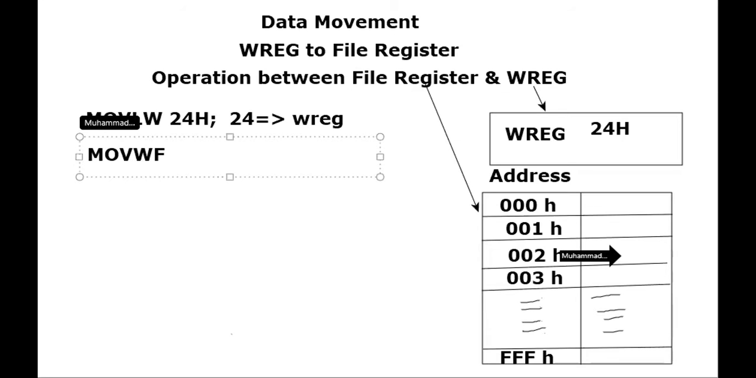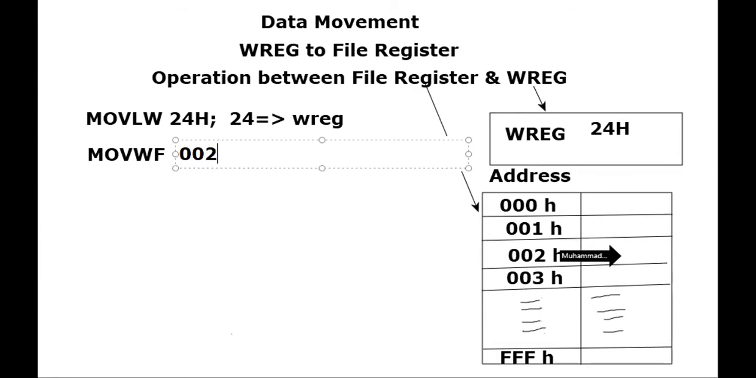Our command is basically move working to file, and we are going to write 002 hex, which means whatever value is stored in the working register will be transferred to the file register. If I want to write a comment, it will be equal to the value of the working register, whatever the value is, it will transfer to the file register, right? But at what location? Location will be 002 hex. So at 002 hex we will see the value become 24 hex, right?